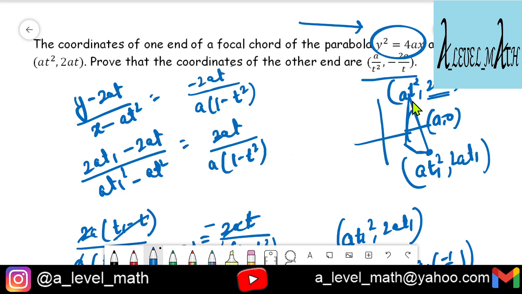So how did we approach? First of all, we know that this point at square comma 2at is the first end. We know that the focal chord must pass through the focus. So we try to figure out the equation of the line that passes through this point and the focus, which is this equation. Now we need to figure out this other end. So we randomly take a point on the parabola, a t1 square comma 2a t1. Remember that you can always play around with the parameter t. So you can take it as t dash or t1 or anything, and then find out some relation to figure out the value of this t1 in terms of whatever is needed.